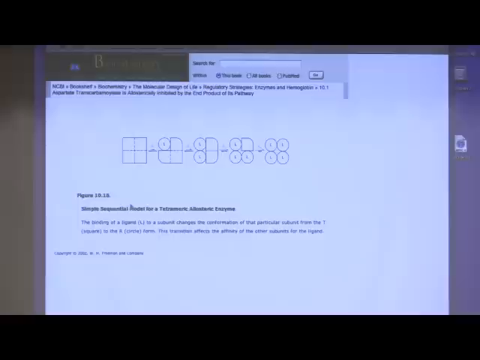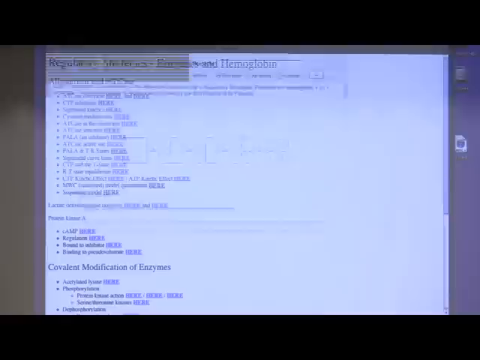Now, the question then is, how does the flip from T to R occur? And it's thought that it occurs irrespective of the binding of substrate. That is, the flipping is something that it just naturally goes through. It naturally goes from T to R and from R to T. Since T is preferred, it ends up being in the T state more frequently.